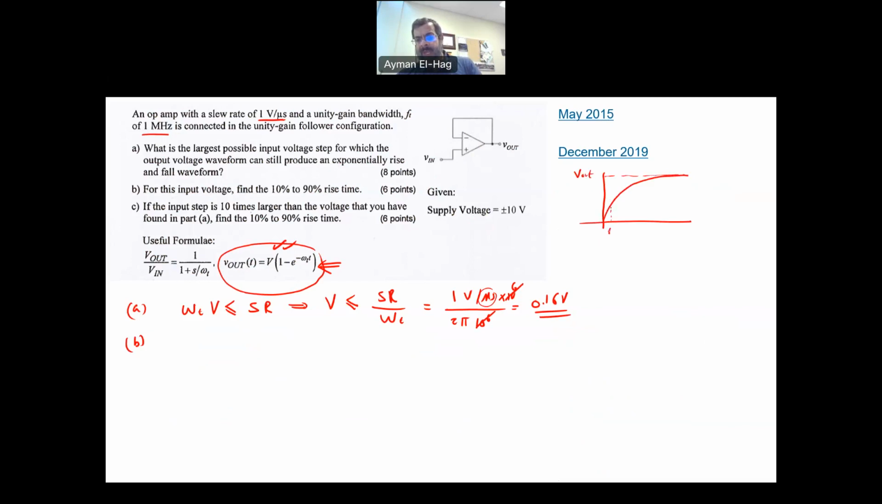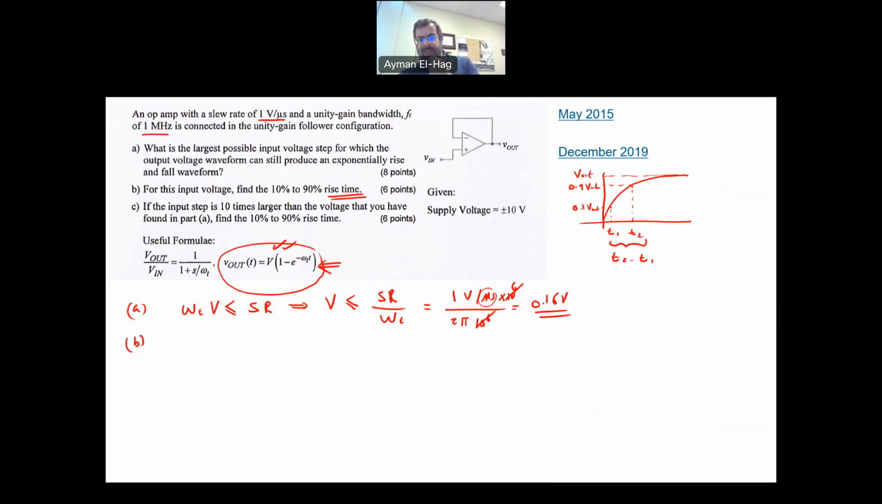Now, we have here T1 and T2. In T1, basically, you reach 0.1 of this V out, and in T2, you reach 0.9 of V out. The difference between T2 minus T1 is basically your rise time.